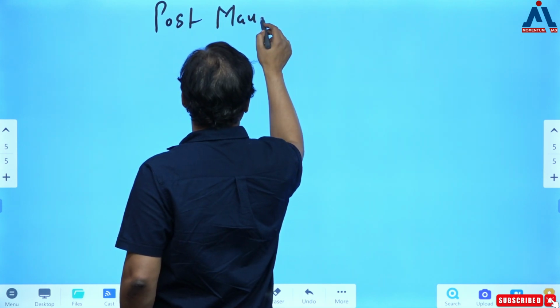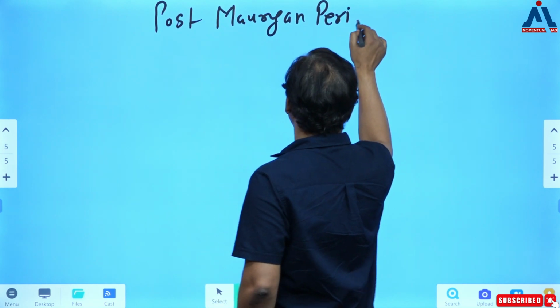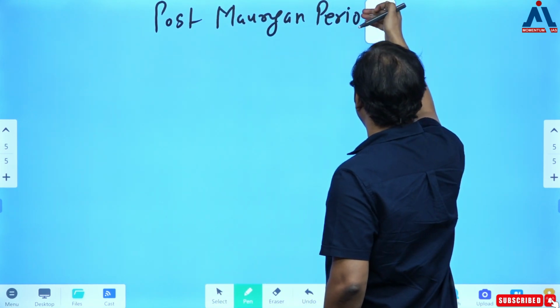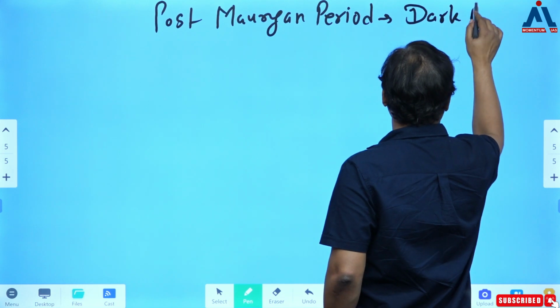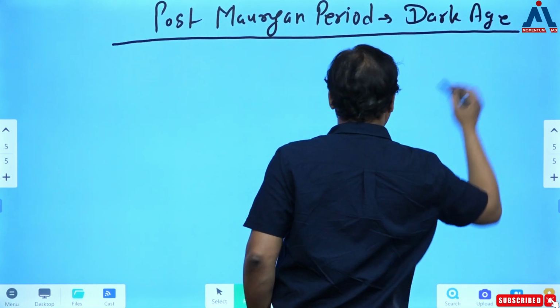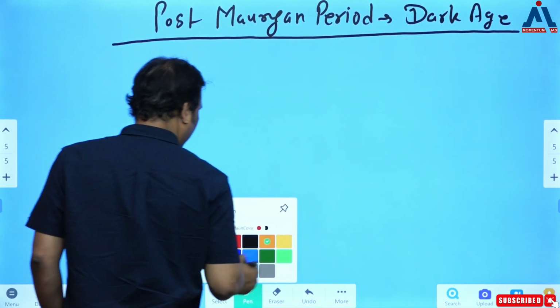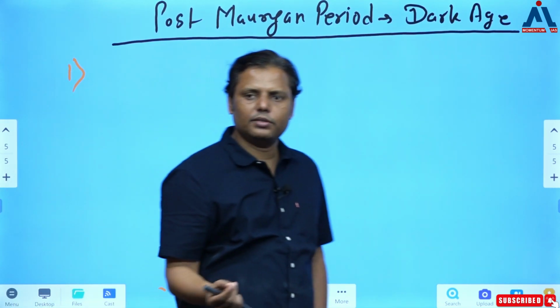The post-Mauryan period is termed as dark age. Now, on what parameters is any particular period ultimately called a dark age? So listen to a couple of ideas very carefully.